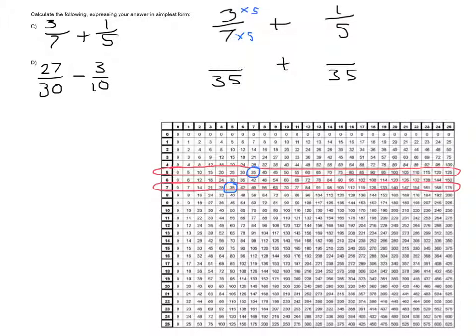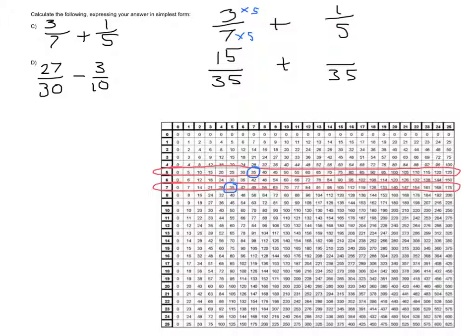Okay, so I'll just repeat that. We got 35 here because we multiplied 7 and 5, which gave us 35. So whatever we do to the denominator, we also do to the numerator. So 3 times 5 is 15. So now we write 15. Okay, so far so good.